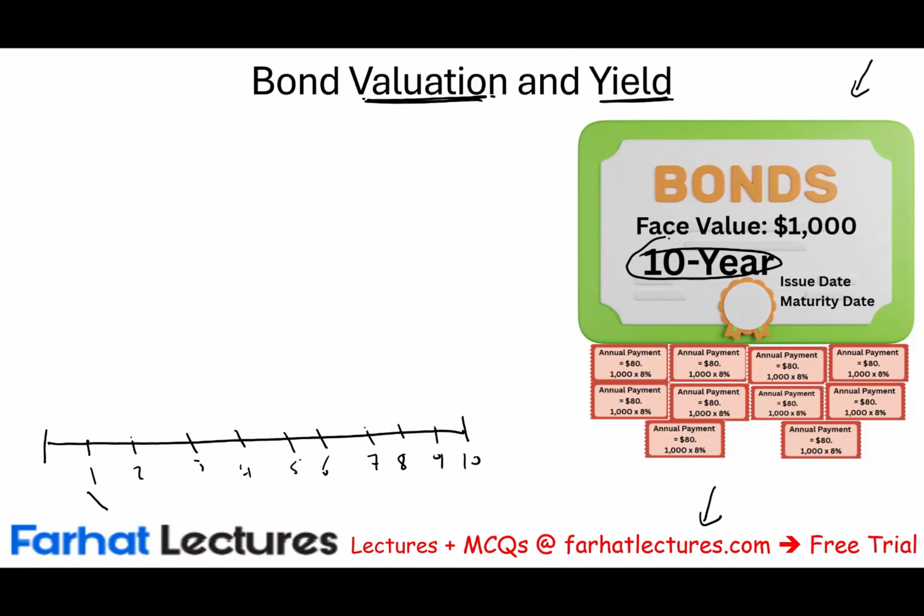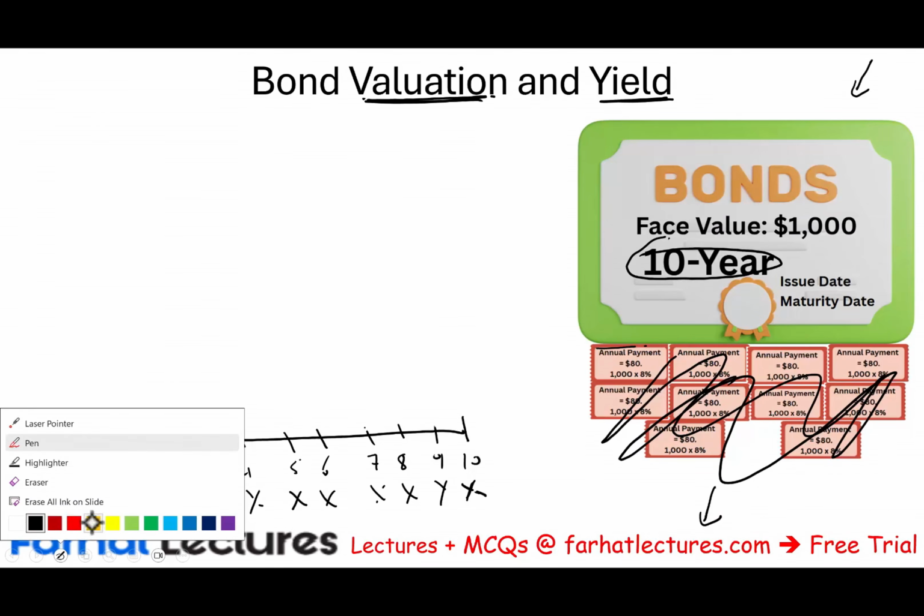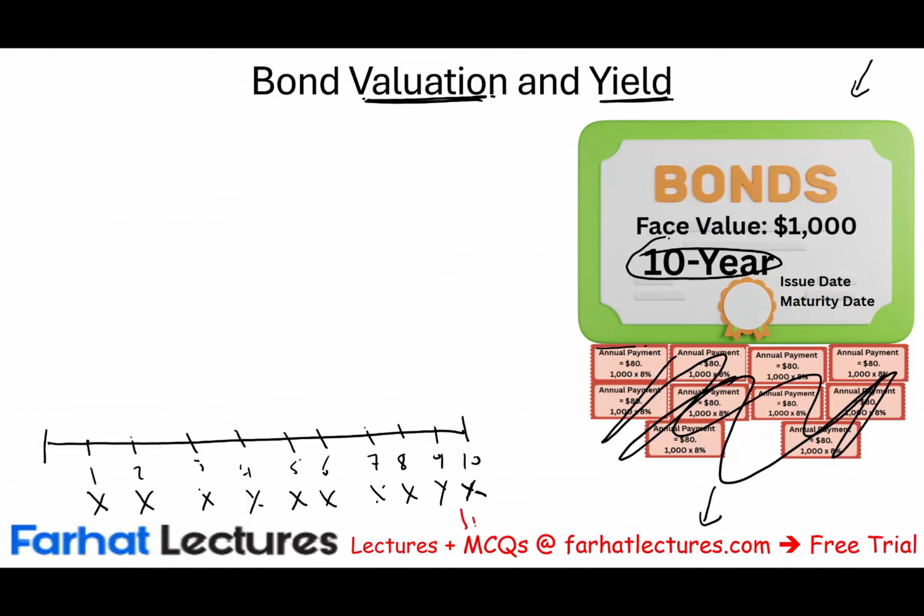I'm expecting $80 for each of these periods. So each X that I am marking is $80. Why? Because every year I'm going to detach this coupon, and I want $80. What else do I get? At the end, once all these coupons are detached, what's left is the piece of paper called the bond. Also, in addition to the last payment, I'm going to get my $1,000, which is the face value. So in year 10, I will get the last payment plus $1,000.